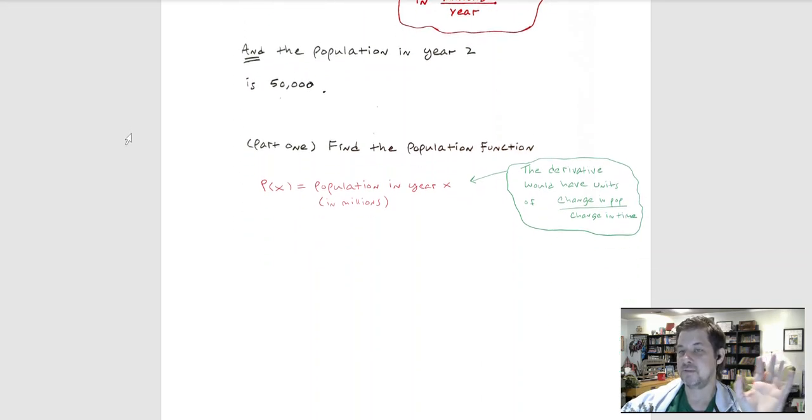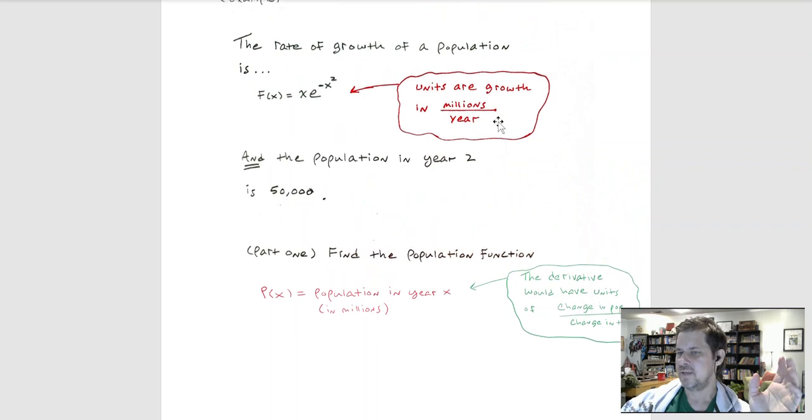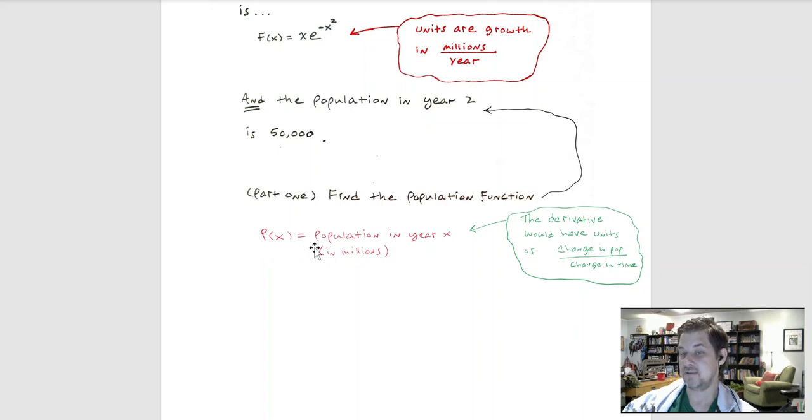Now, all right, here's the question. Part 1 of the question is find the population function. All right, so that seems to be like, can you find the thing that gives you this sort of information? I don't want the function that tells you how fast the population is growing. I want the function that tells you what it is, okay? So like the function might be p of x, and it tells you the population in year x, okay? And then the units would be consistent with this one, and that would be in millions, all right?